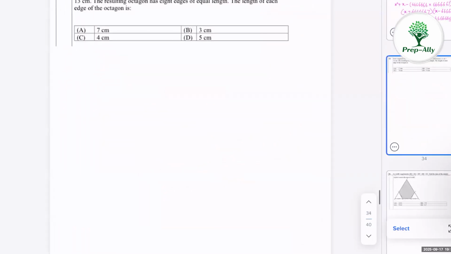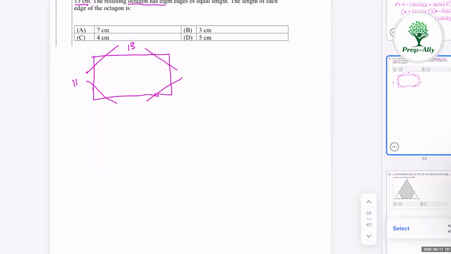So let's look at question number 23. So we're told that from a rectangle of dimensions 11 by 13, 4 congruent triangular corners are cut off. So corners are cut off so that we get a regular octagon. Octagon has 8 sides of equal length, right? So if the triangles are congruent, then the sides must be the same.